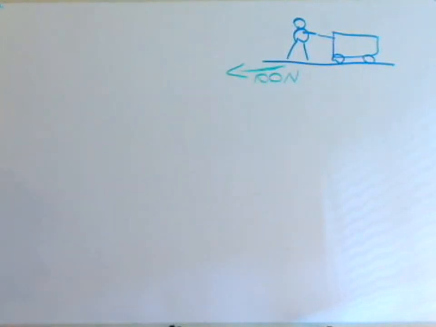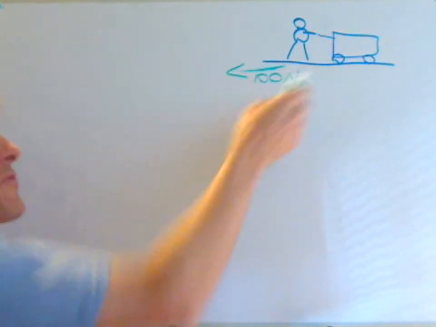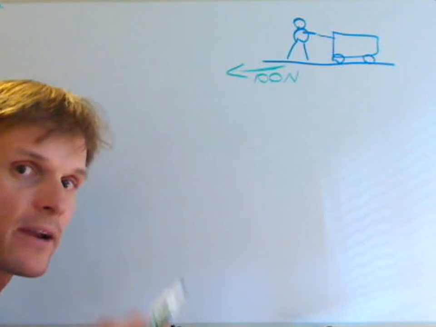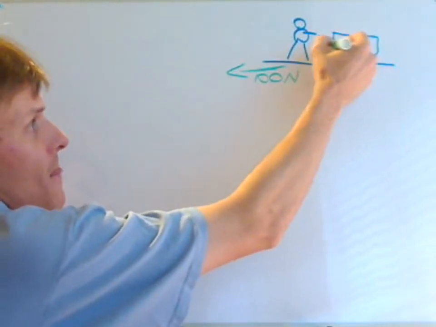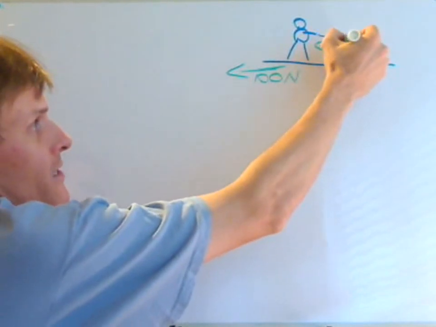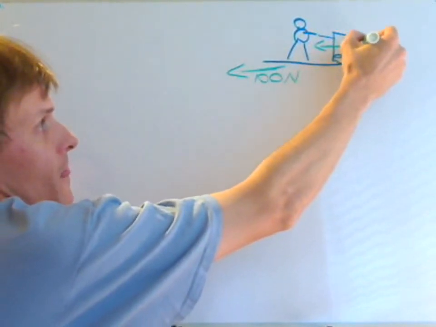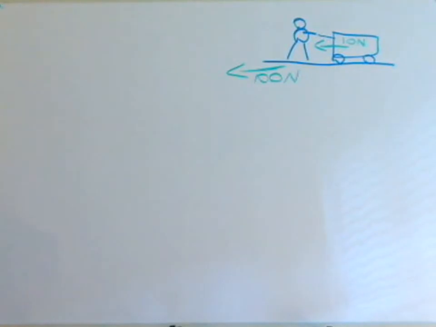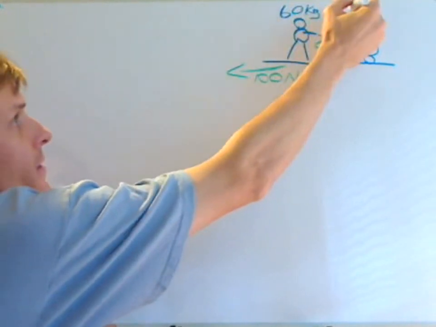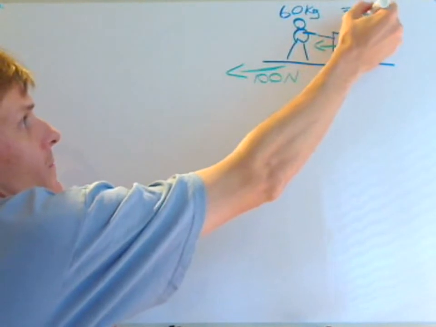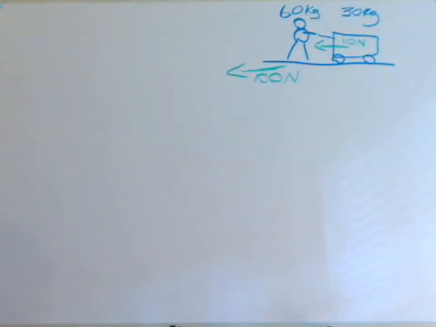newtons of force. Okay? And we're also told that a 10 Newton force of friction and air resistance or whatever resists the motion of the cart. So we'll go ahead and draw that in as well. So the cart, and that's a 10 Newton force. Additionally, we know what the mass of this guy is. He's 60 kilograms. The cart is 30 kilograms. Okay, so that's the problem set up here.